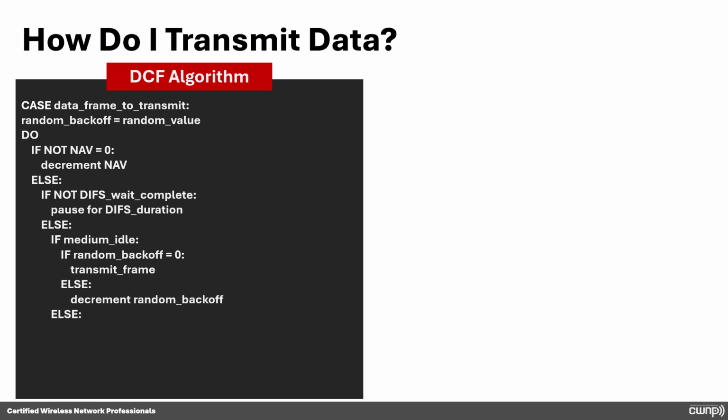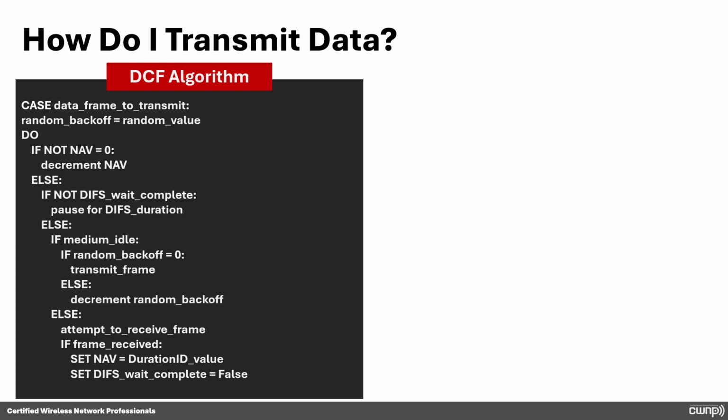Else, now this is the else to if the medium is idle. So if the medium is idle, we're going to either transmit the frame or decrement the random backoff. If the medium is not idle, we're going to attempt to receive the frame. If the frame is received, we're going to set the NAV equal to the duration ID value. And we're going to set the DIFS wait complete to equal false. And then we're going to loop.